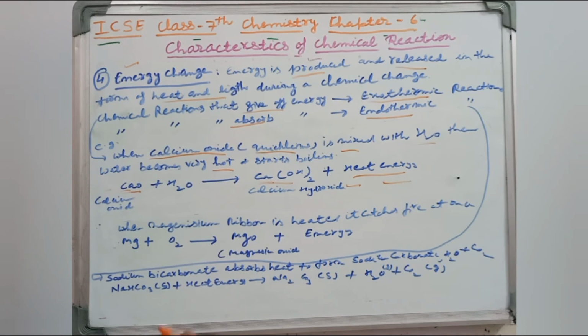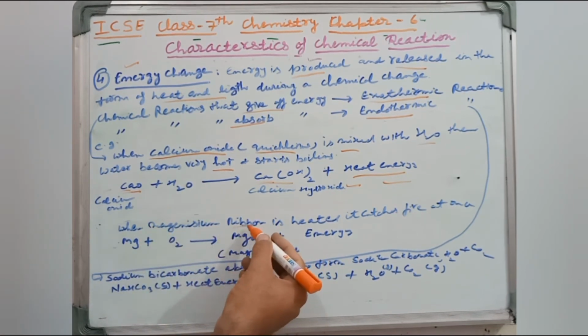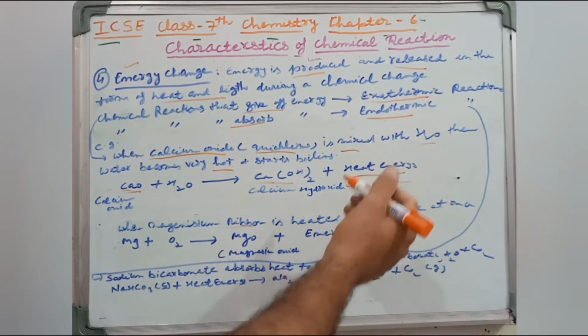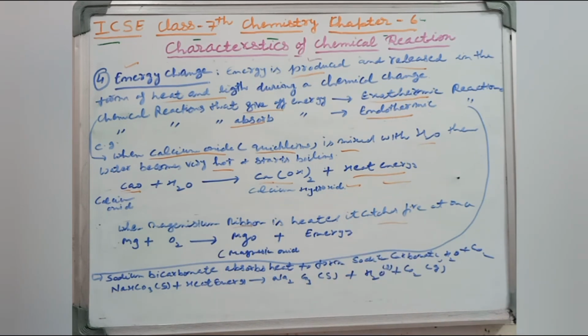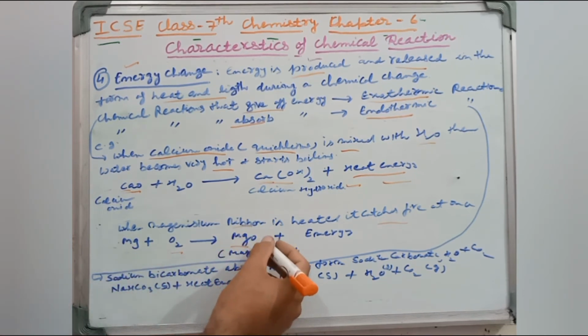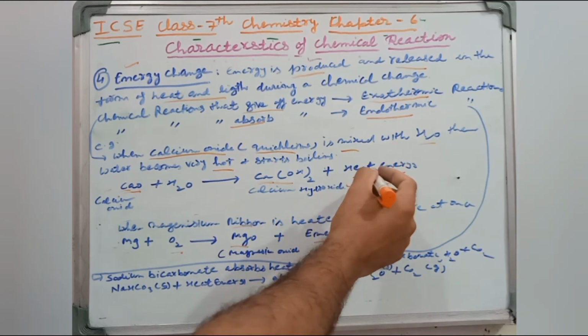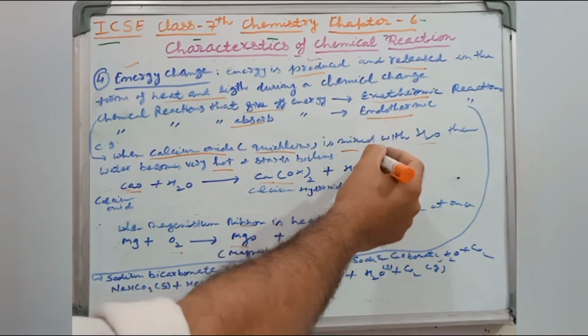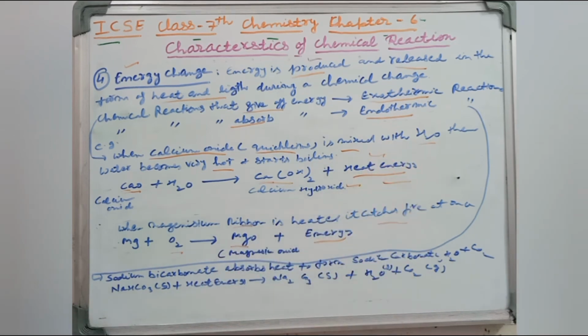The same example is when a magnesium ribbon is heated, it catches fire at once. It gives a dazzling white flame. So this is magnesium plus O2. It will become magnesium oxide and energy will be released. Here also energy is released, so these are exothermic reactions.